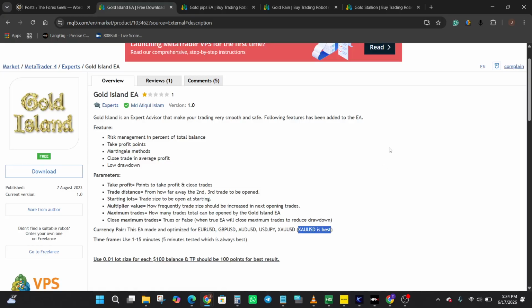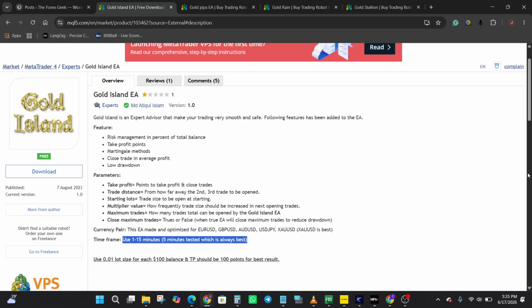Now, in terms of time frame recommendations, the EA can be used on charts ranging from 1 minute up to 15 minutes, while the developer states that the 5-minute time frame was tested and produced the best results during their evaluation.